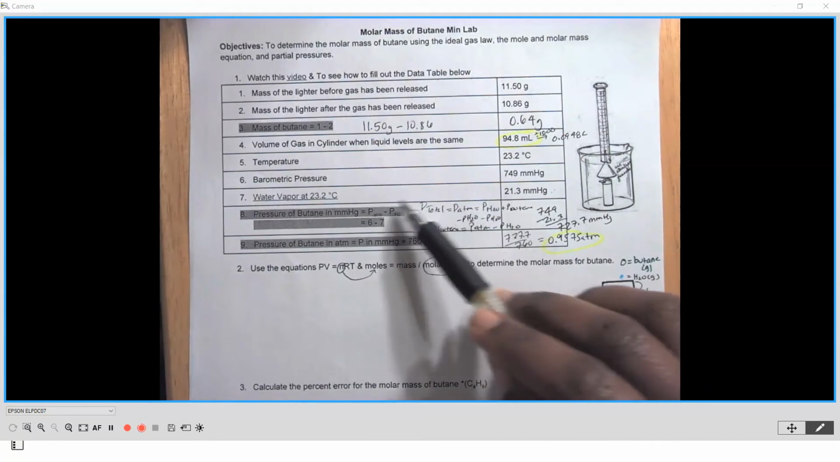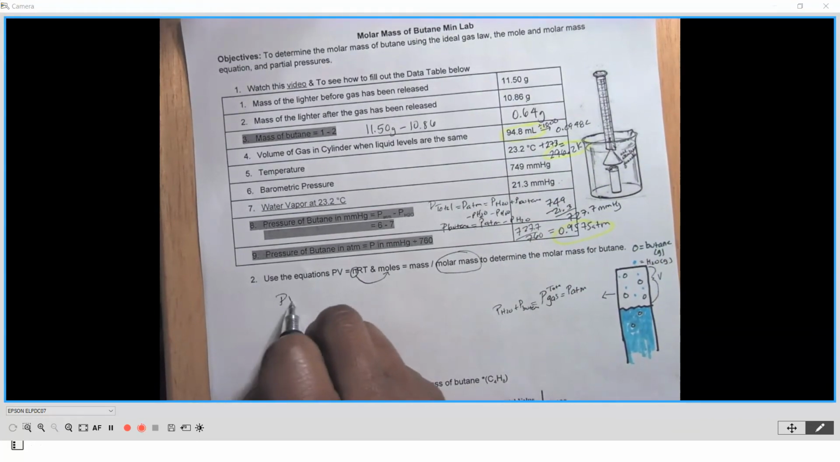Okay. All right, so now I have the pressure in atmospheres, the volume in liters, and the temperature is 23.2 degrees Celsius, so we need to convert that to Kelvin by adding 273, which gives me 23.2 plus 273, which is 296.2 Kelvin. We don't use degrees for Kelvin. Okay, so with that being said, I have everything I need.